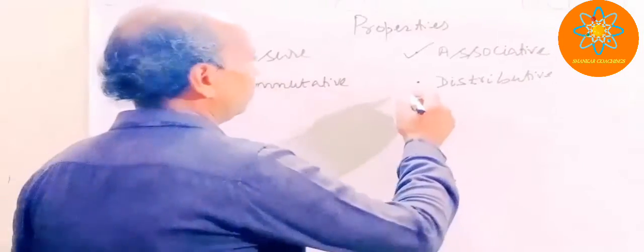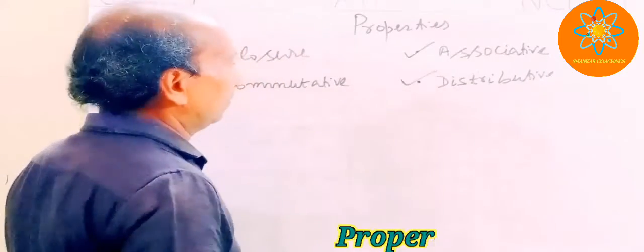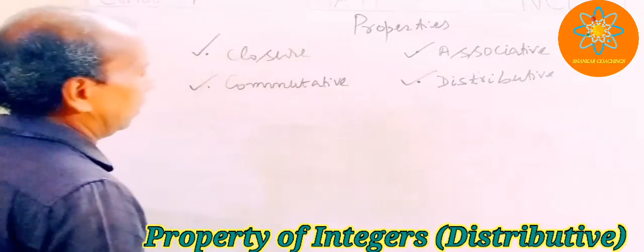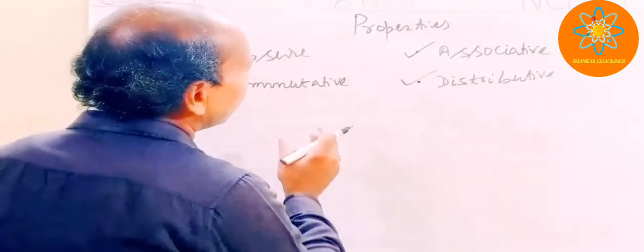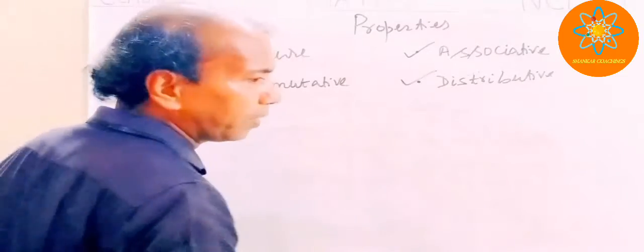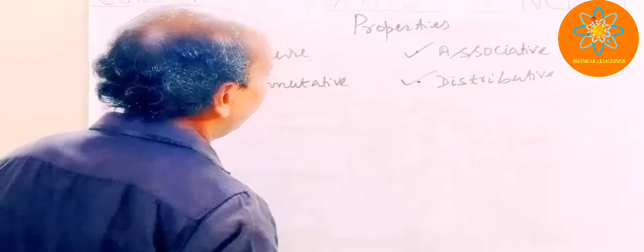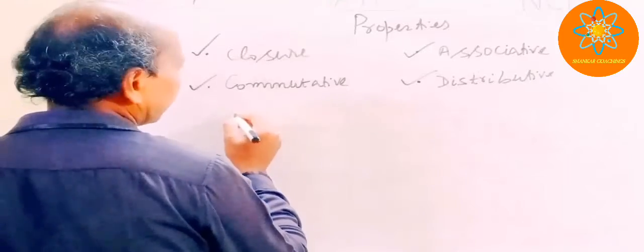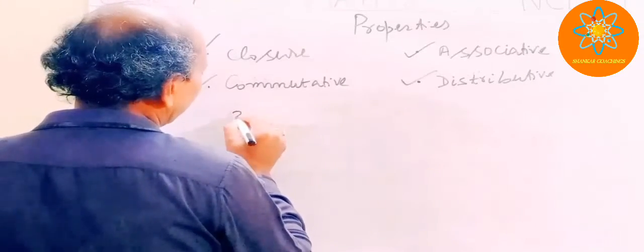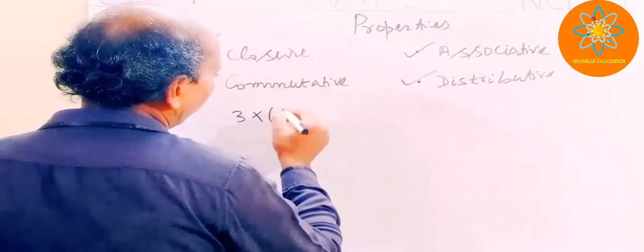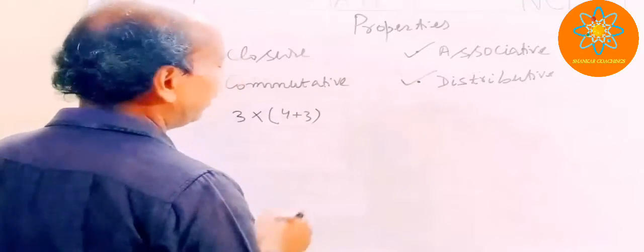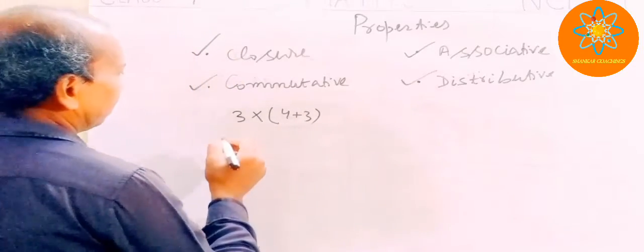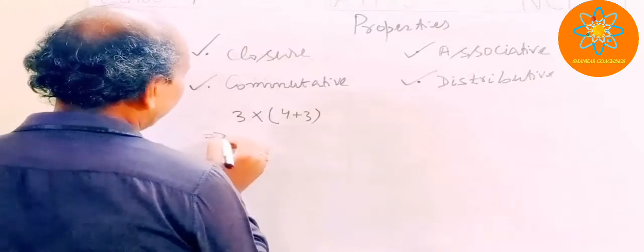The last one is the distributive property. In this case, as the name implies, we just make two parts and then we solve that one. That is the distributive property. Let's suppose I have one number like this, 3 into (4 plus 3). I want to solve this one. How will I solve it? I will solve it in two ways.